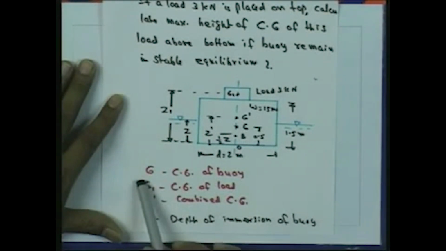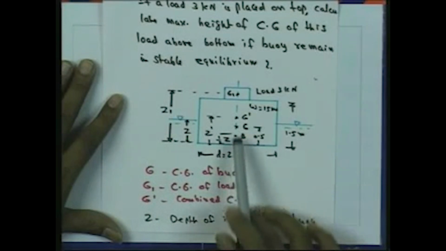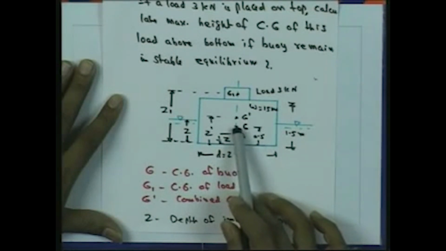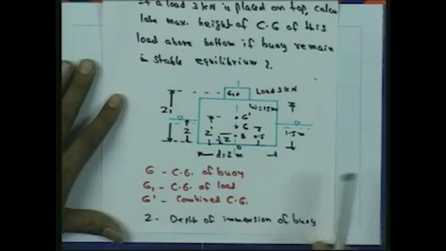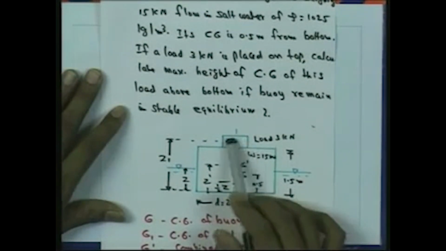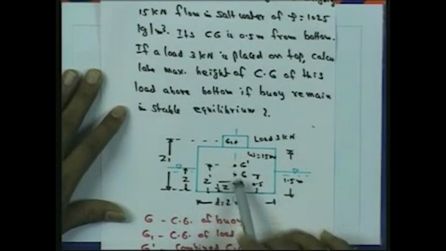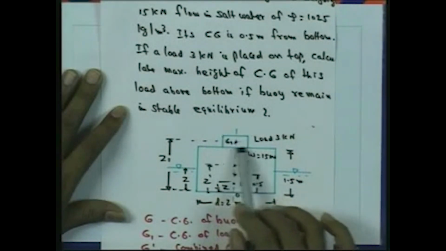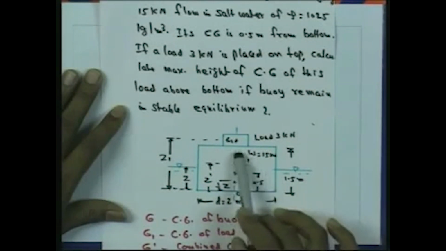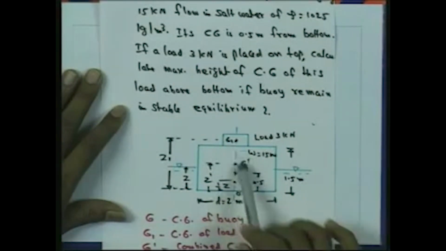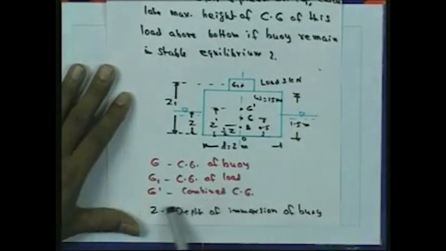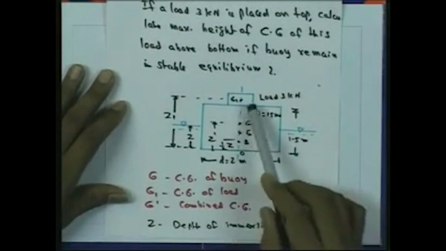So, here let G be the center of gravity of the buoy as shown here. G1 is the center of gravity of the load. The load is placed on the line symmetric to the buoy, so that G and G1 are in the same straight line. G dash is the combined center of gravity.